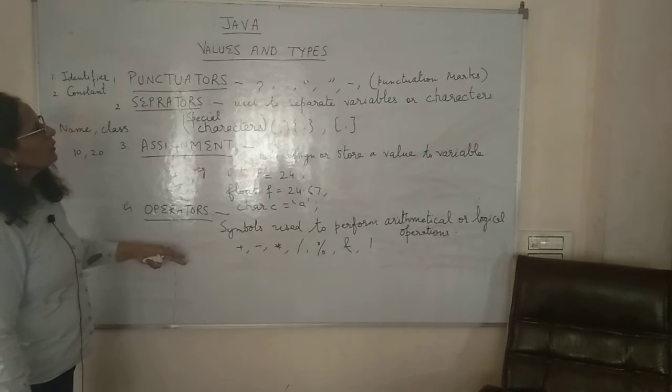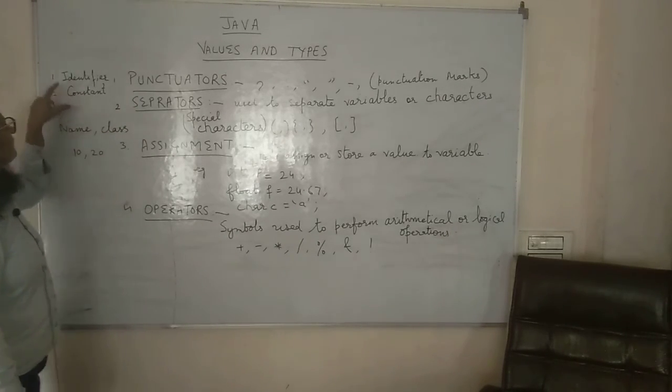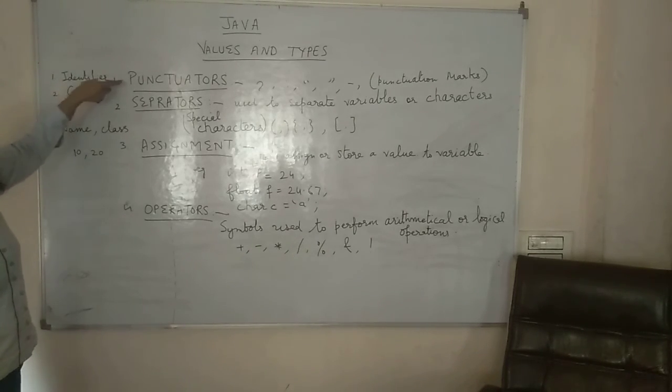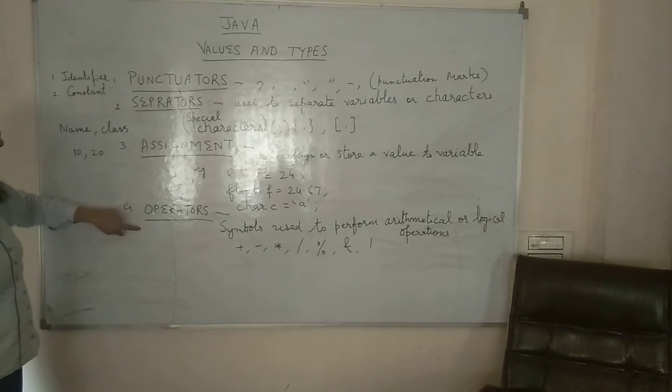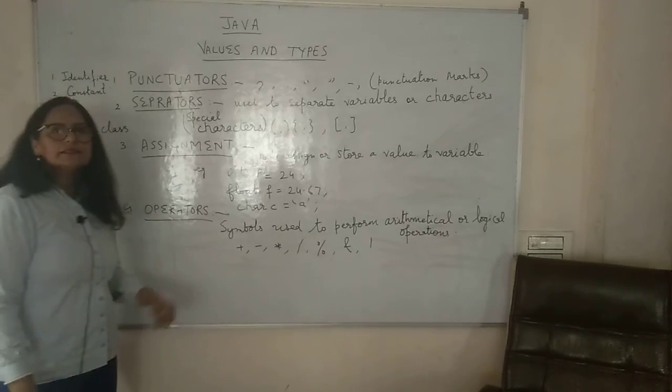So that's all about tokens. Till now, in the previous lecture we did identifiers as a token, next is constant as a token, and now these four: punctuator, separator, assignments and operators. These all 6 come under the tokens.